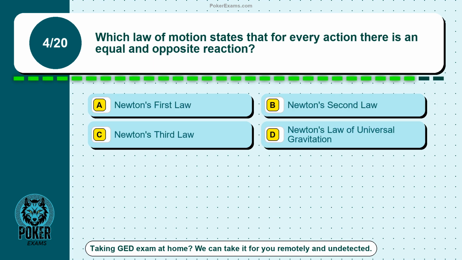Question 4. Which law of motion states that for every action there is an equal and opposite reaction? Option A, Newton's first law. Option B, Newton's second law. Option C, Newton's third law. Option D, Newton's law of universal gravitation.